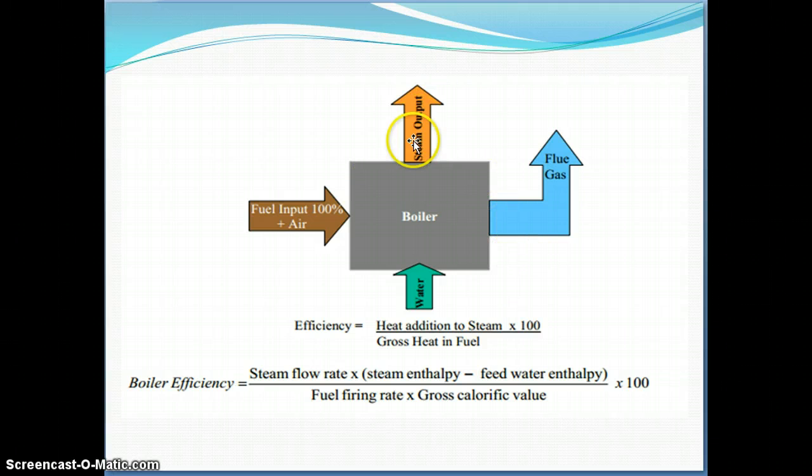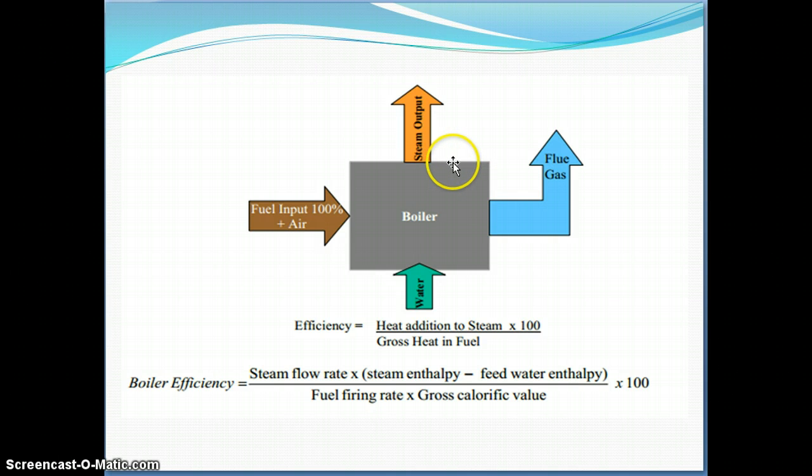How much heat is added to this water to produce this steam? This heat is basically coming from the burning of the fuel. So the gross heat in the fuel becomes the input, and the heat addition to the steam becomes the output. As far as boiler efficiency is concerned, in terms of steam flow rate, we have steam flow rate times steam enthalpy minus feed water enthalpy.